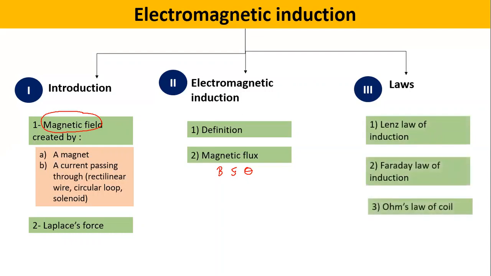And then the third part will be the laws, which are the Lenz's law of induction, Faraday's law of induction, and Ohm's law of the coil. Now, in these cases, when I talk about the Lenz's law and the Faraday law, here we'll see that these two laws are used in order to find what we call the induced electric current, or the existence of an induced electric current and its direction.